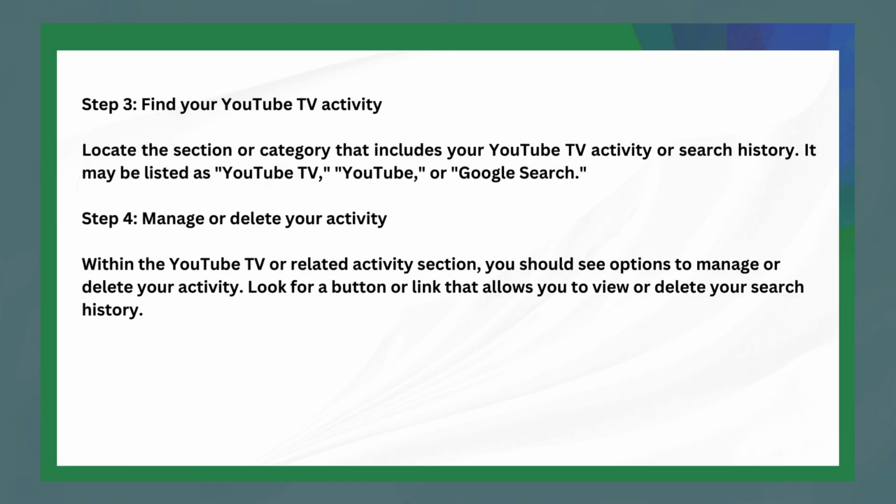The next step is to find your YouTube TV activity. So locate the section or category that includes your YouTube TV activity or search history. It may be listed as YouTube TV, YouTube, or Google search.